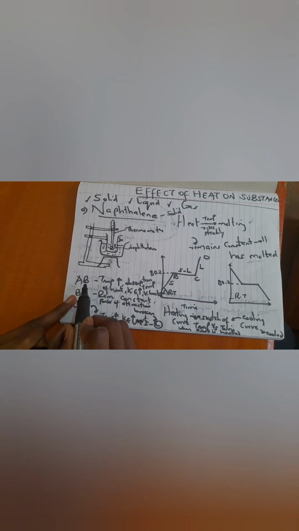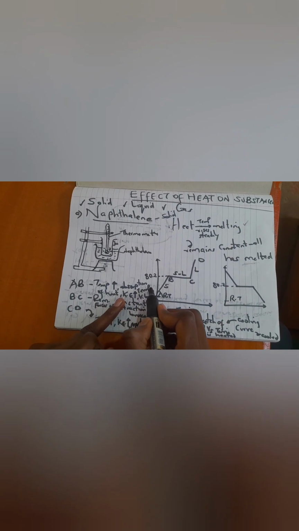Therefore, at AB, there are two key points that you need to take into consideration. Number one is that the temperature will increase steadily. And number two, the kinetic energy will also increase. The moment the kinetic energy increases, we will have vibration and increased movement of those particles. They will move very fast.